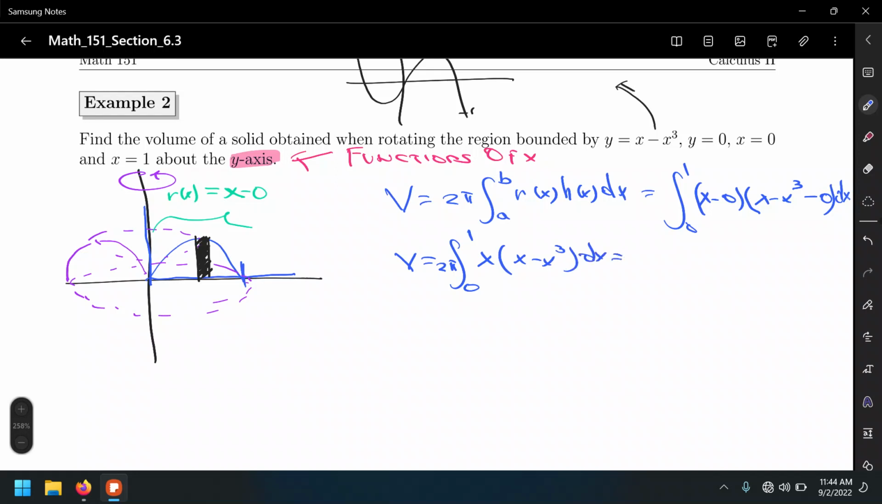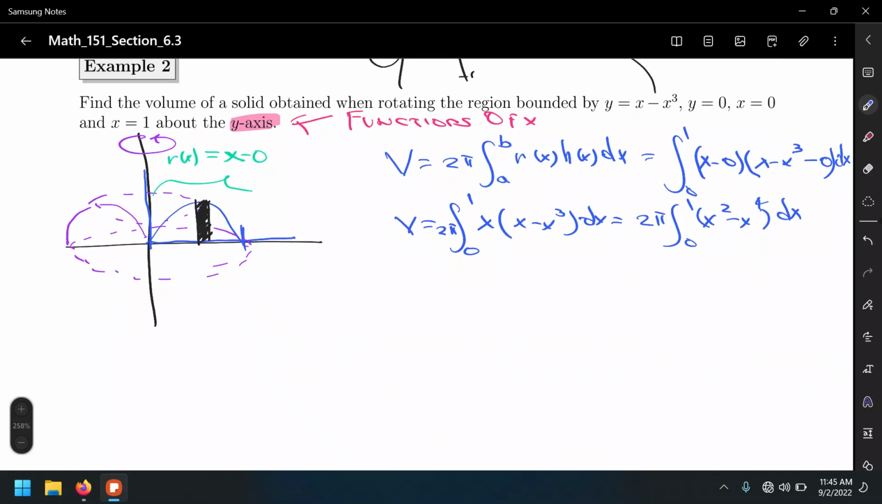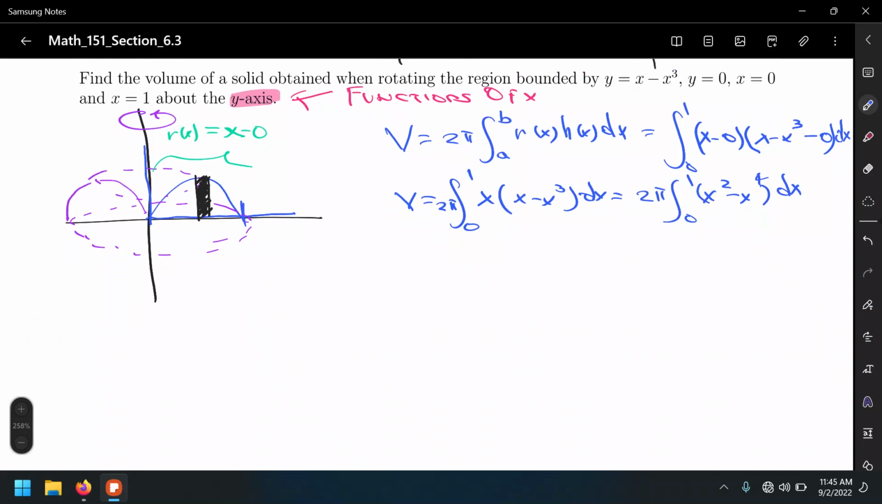Let's distribute the x over these two terms right here. 0 to 1, x squared minus x to the 4th. And let's just integrate term by term. But just to save time, I will give you the answer to this integral. That's going to be 4 pi over 15.